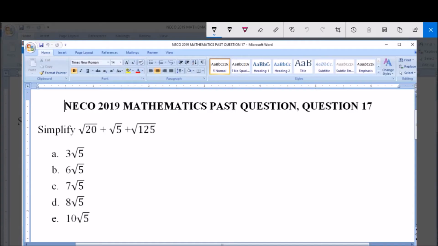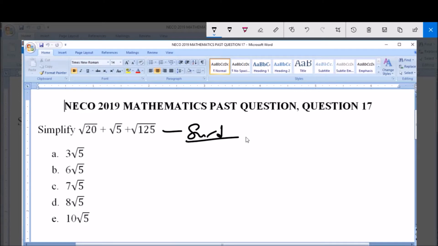Today we're going to be dealing with NECO 2019 Mathematics Past Question, question 17. Simplify root 20 plus root 5 plus root 125. A. 3 root 5, B. 6 root 5, C. 7 root 5, D. 8 root 5, and E. 10 root 5. So we're given an expression in surd form and we have to simplify this expression.